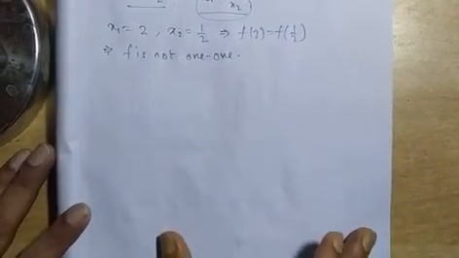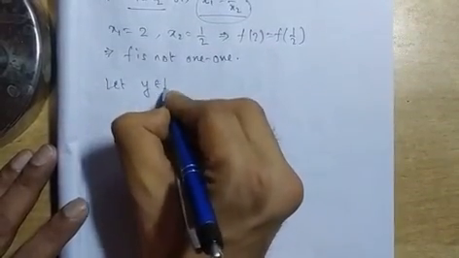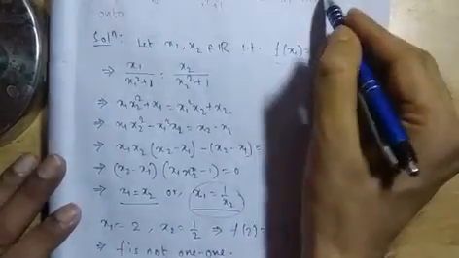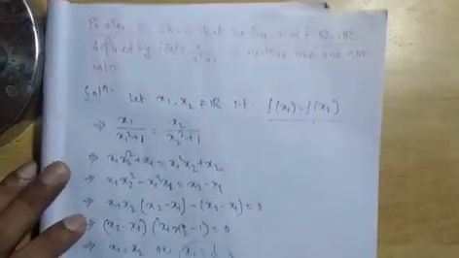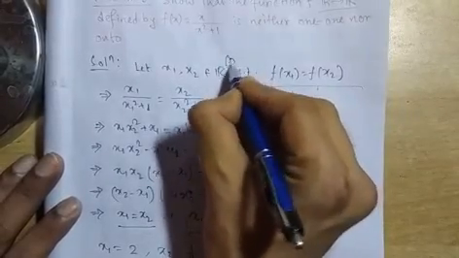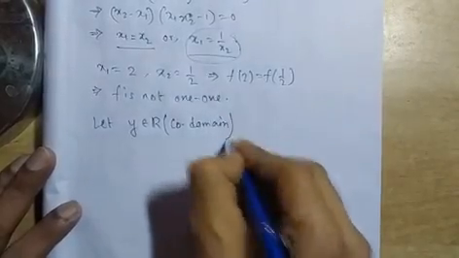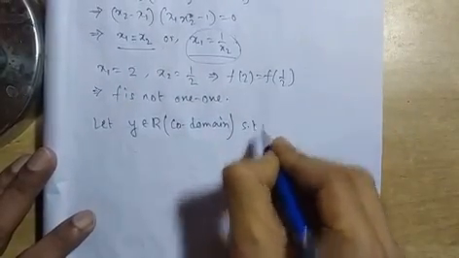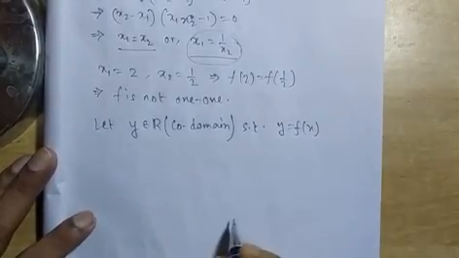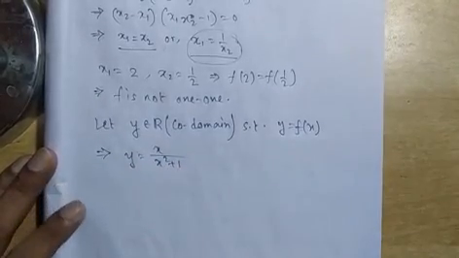Similarly, for the onto part, let y belong to R, that is the codomain. When the function is from R to R, you should mention which one is the domain and which one is the codomain. While writing the domain, you should write in brackets that it is the domain, and while writing the codomain, mention it in brackets. So y belongs to R, that is the codomain, such that y = f(x). That implies y = x/(x²+1).